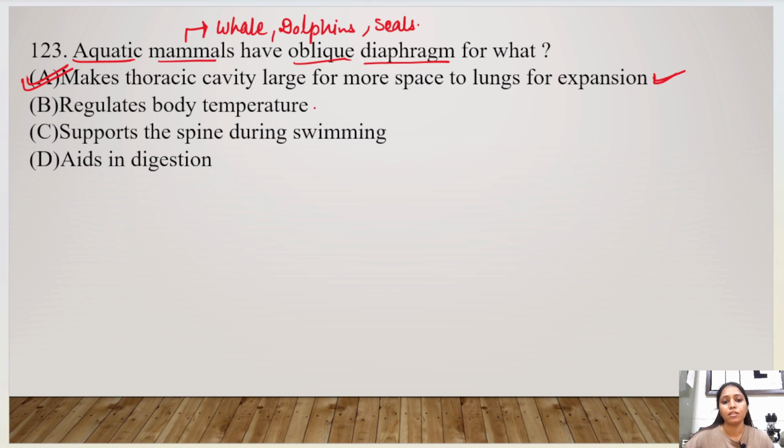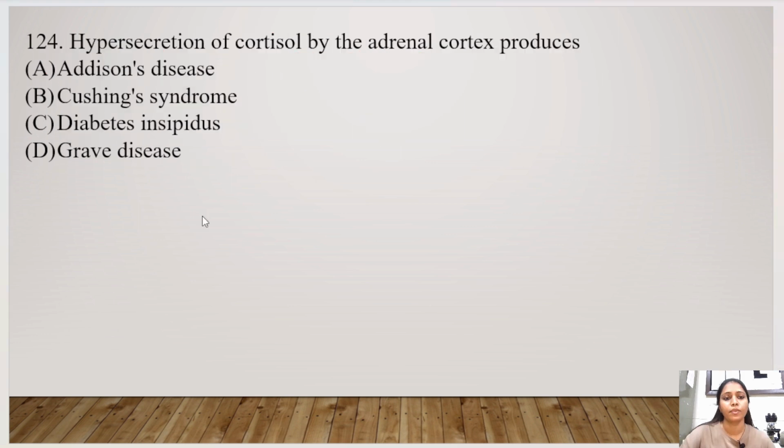It is not for body temperature. There are other structures like blubber present for regulating body temperature and support the spine during swimming. This is related with the skeletal system and aids in digestion. There is no direct role of the diaphragm in digestion. So option number A is the correct answer.